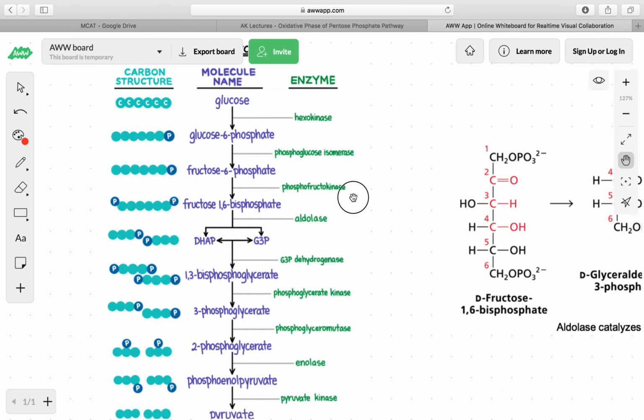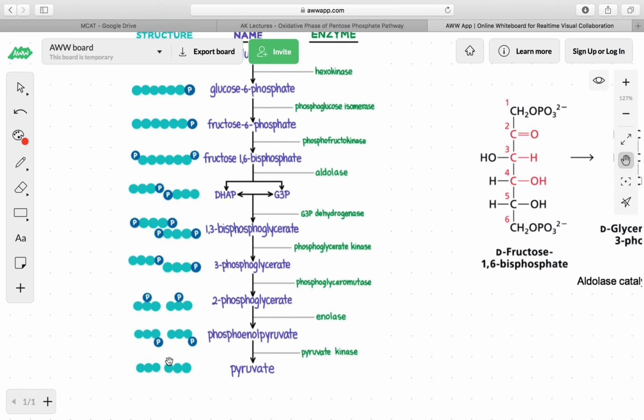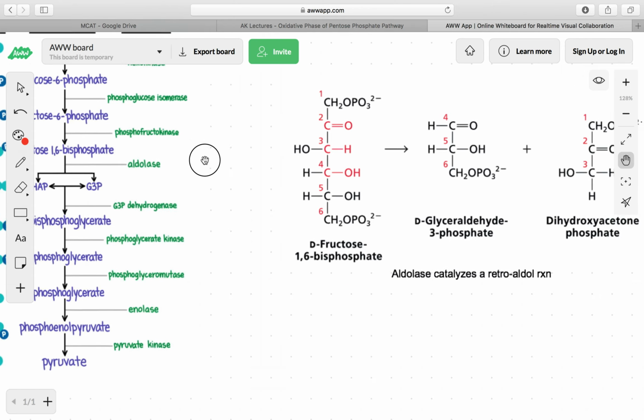So there's a very interesting step here. We go from 6 carbons to 2 3-carbons, so there's somehow a breakage happening. And this breakage happens in this step where there's a bifurcation in the reaction. So our fructose 1,6-bisphosphate turns into dihydroxyacetone phosphate and glyceraldehyde 3-phosphate. And this mechanism is catalyzed by an enzyme called Aldolase. And I hope that sounds familiar from what we've been doing. So it happens through a Retroaldol reaction mechanism. So let's see how this works.